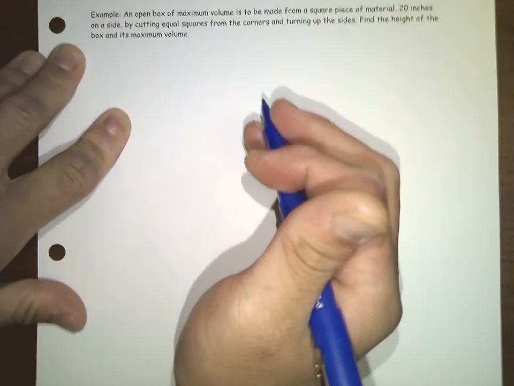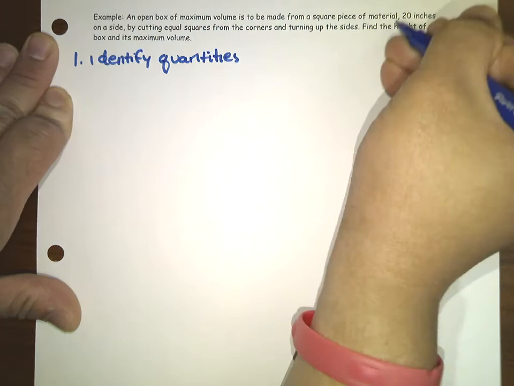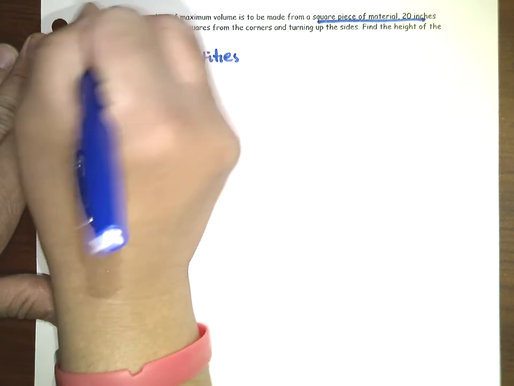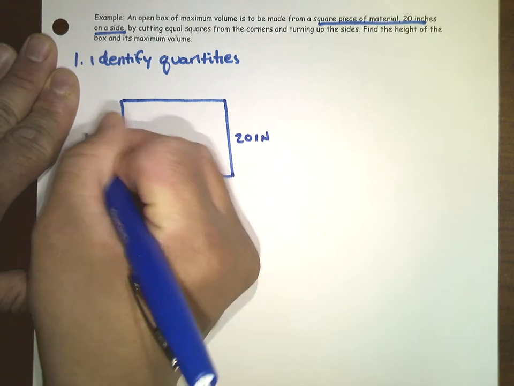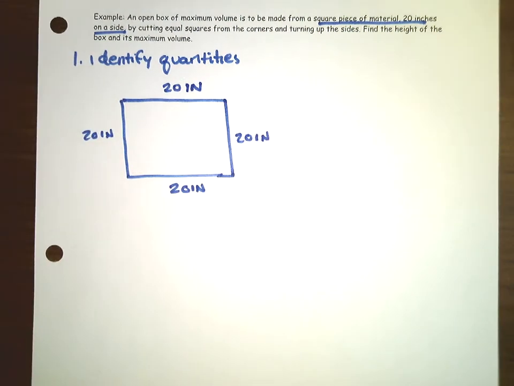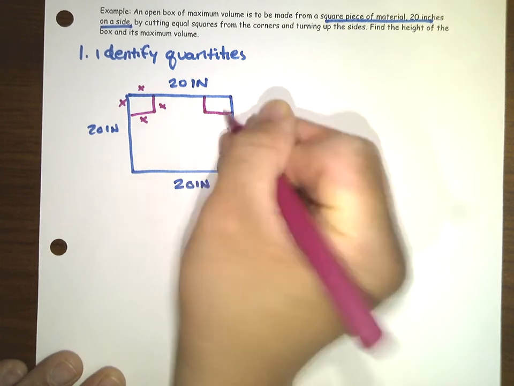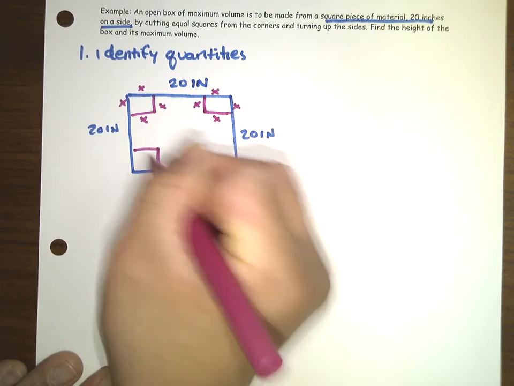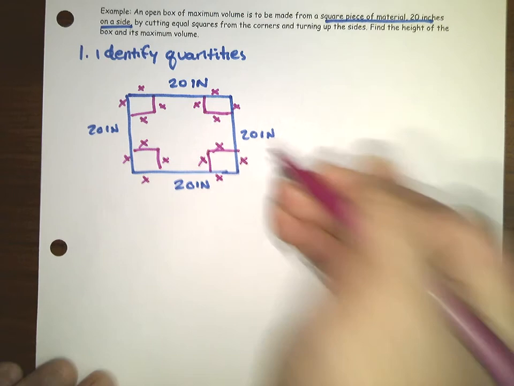the first thing that we want to do is identify the quantities. All right, so you know that you are starting with a piece of material that's square and 20 inches on each side. So here it is. Here is the square piece of material. So 20 inches, 20 inches, 20 inches, 20 inches. And you're cutting equal squares from the corners. So I'll draw this here so that you can see what I mean by equal squares. They mean like x from this corner, x from that corner, x from this corner, and x from that corner.